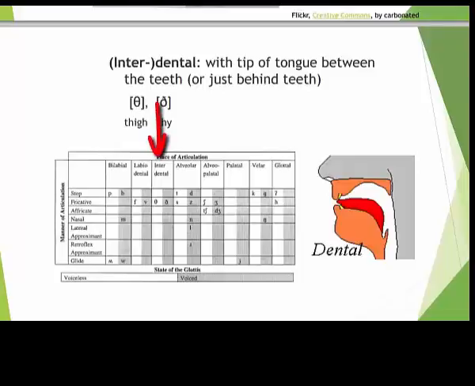Interdental just means between the teeth. So these sounds are produced with the tip of the tongue between the teeth or just behind the teeth. Thigh is one and thy is another. These are actually kind of weird sounds and actually pretty rare sounds when you look at the world's languages. And people who are not native English speakers will often substitute some other sound for th, like the D sound. So instead of saying there, they might say dare.